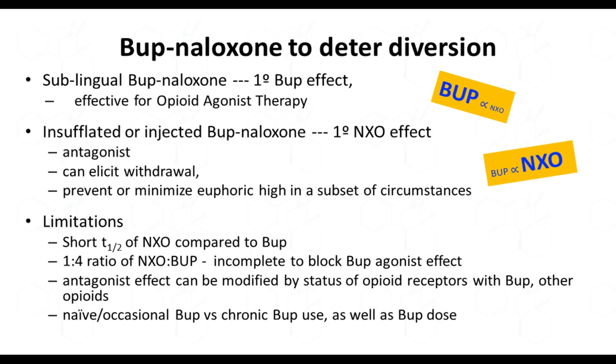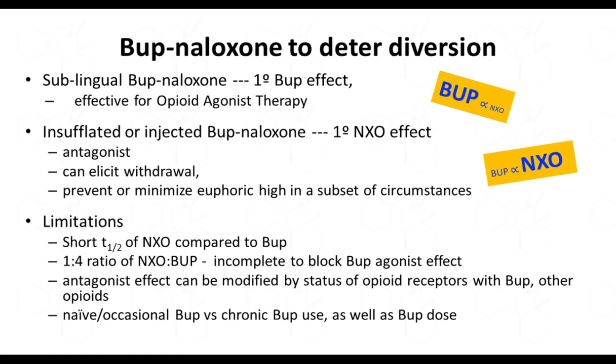There are some limitations. The naloxone half-life is much shorter than that of buprenorphine, so that antagonist effect can wear off while the buprenorphine is still around. That ratio of 1-to-4 may not be sufficient in all circumstances to block the buprenorphine agonist effect.